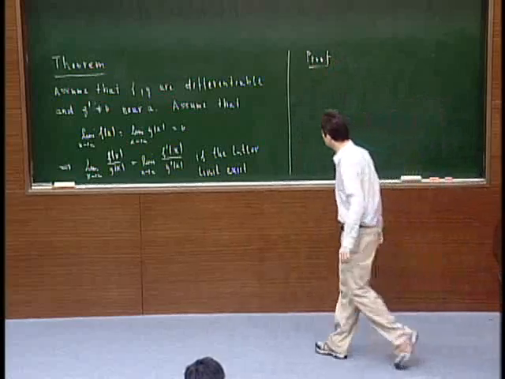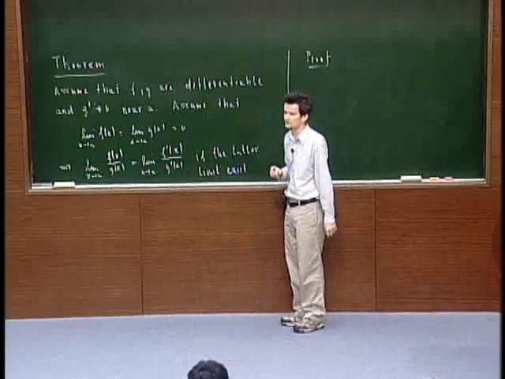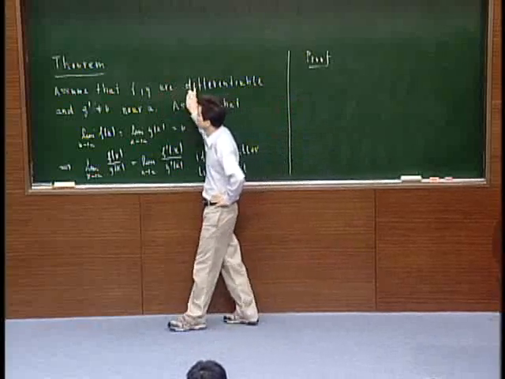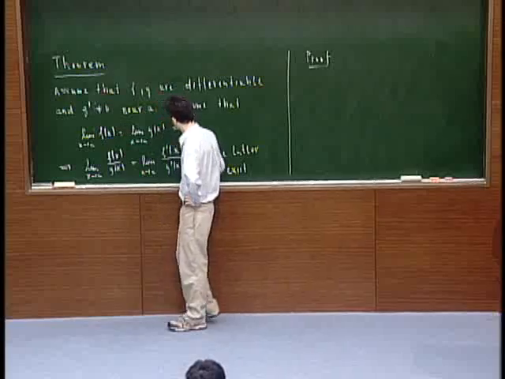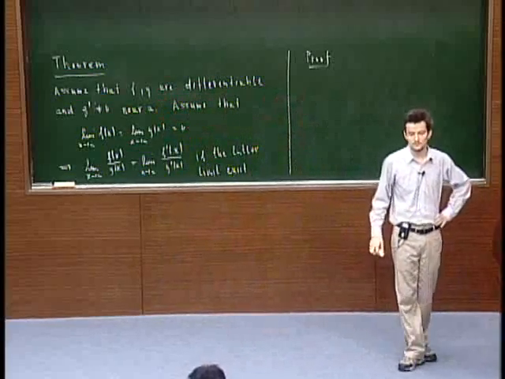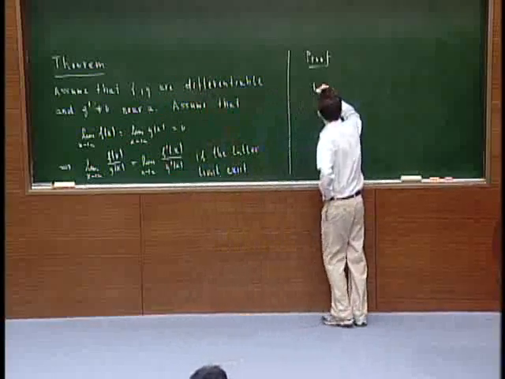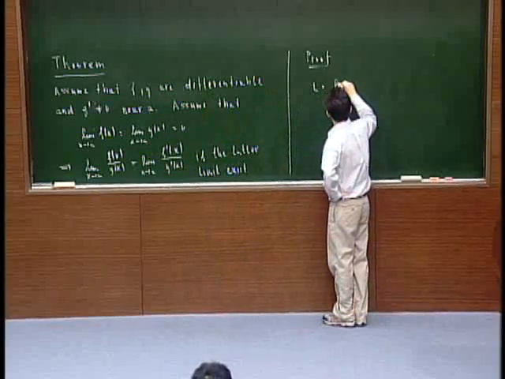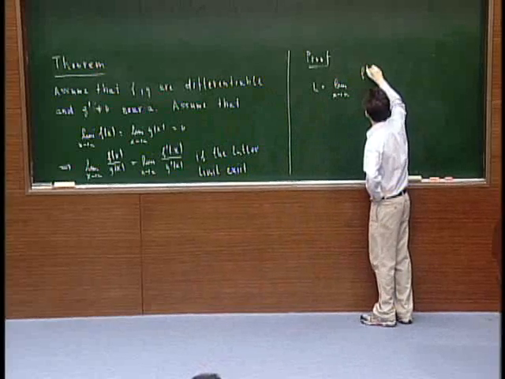Now, by assumption, f and g are differentiable, the derivative of g is not equal to 0, and this limit here exists. This is also an assumption. So we know that this limit exists, so let's call it L. It's the limit as x tends to a of the derivatives.